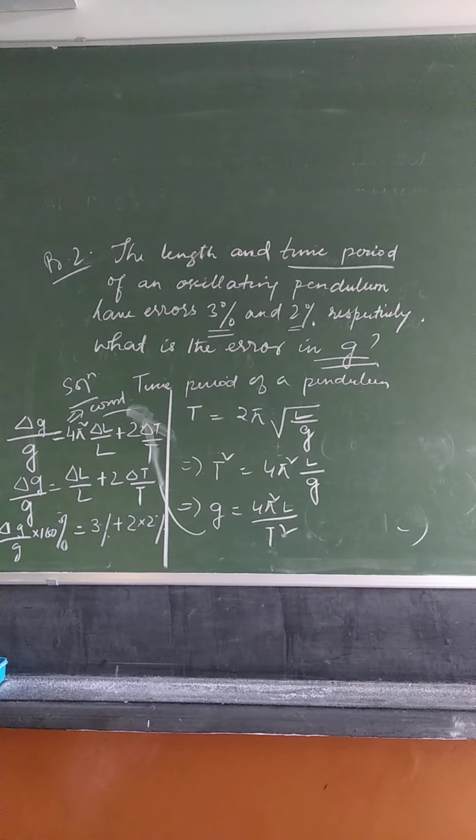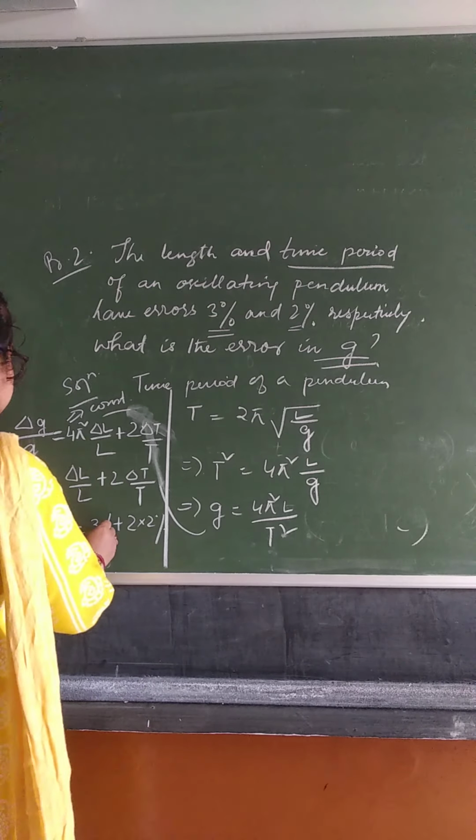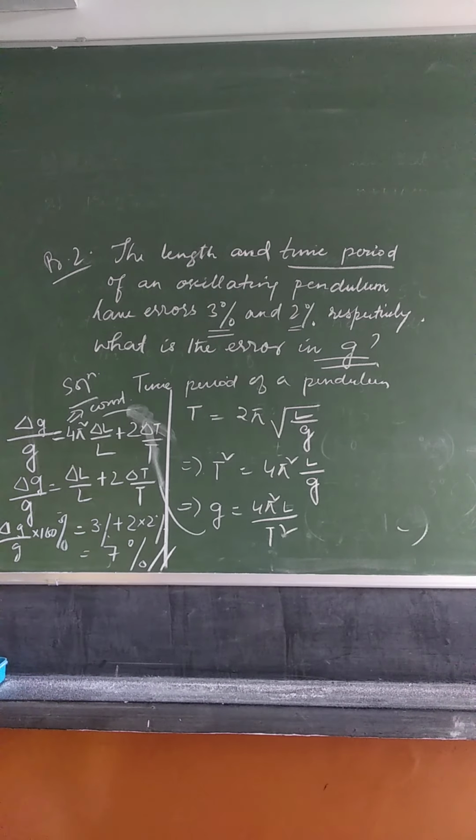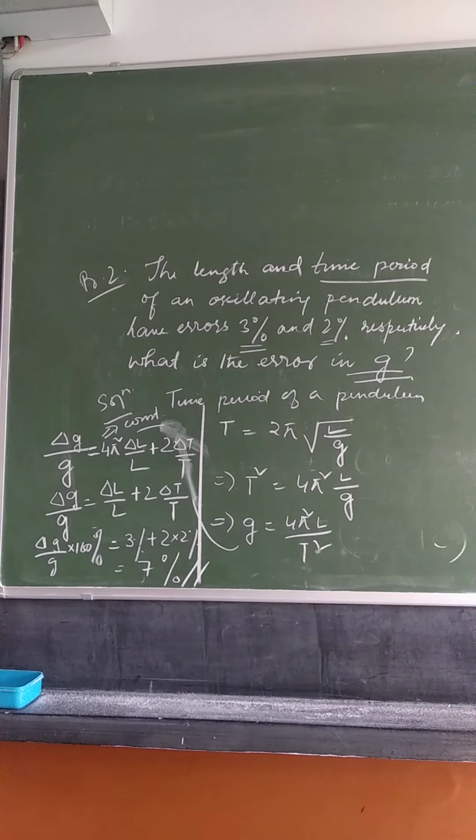So what is the answer? The answer comes out to be 4 plus 3, that is 7%. This is how we find out. Is that clear? This is how we find out the answer. So please write it down.